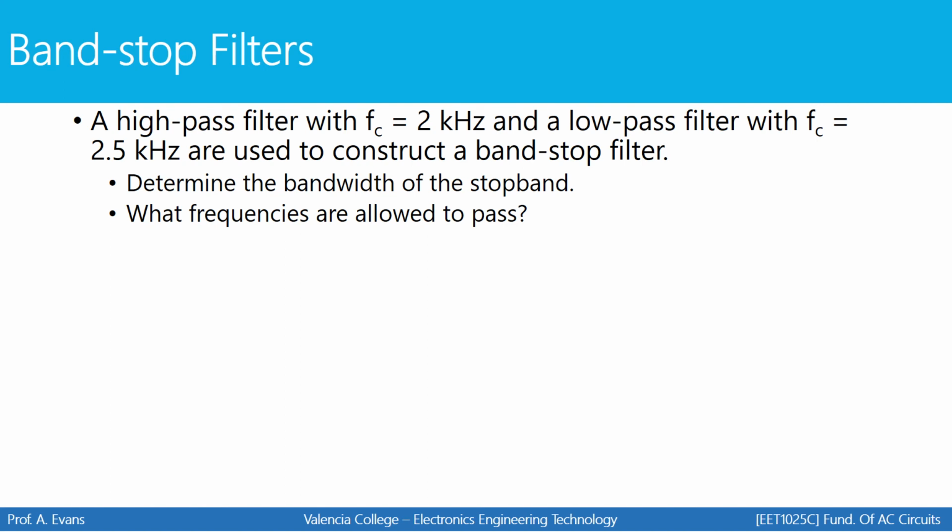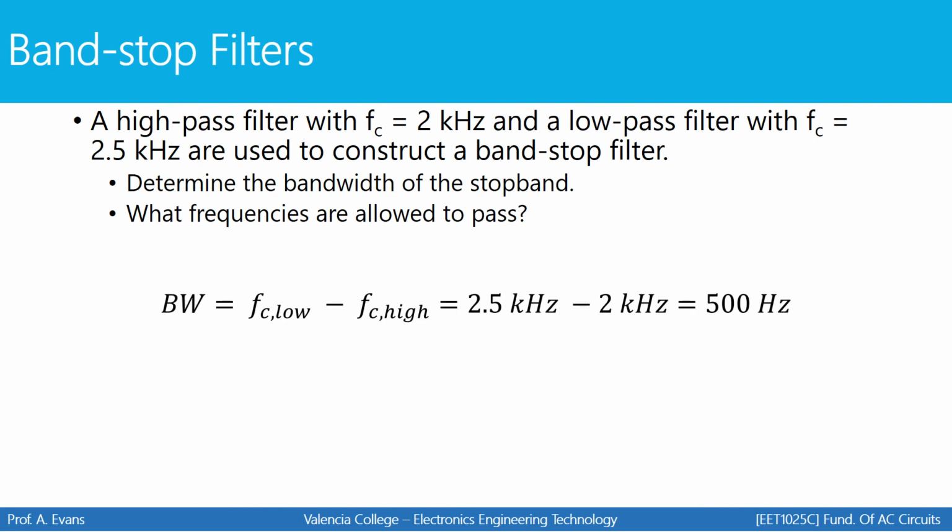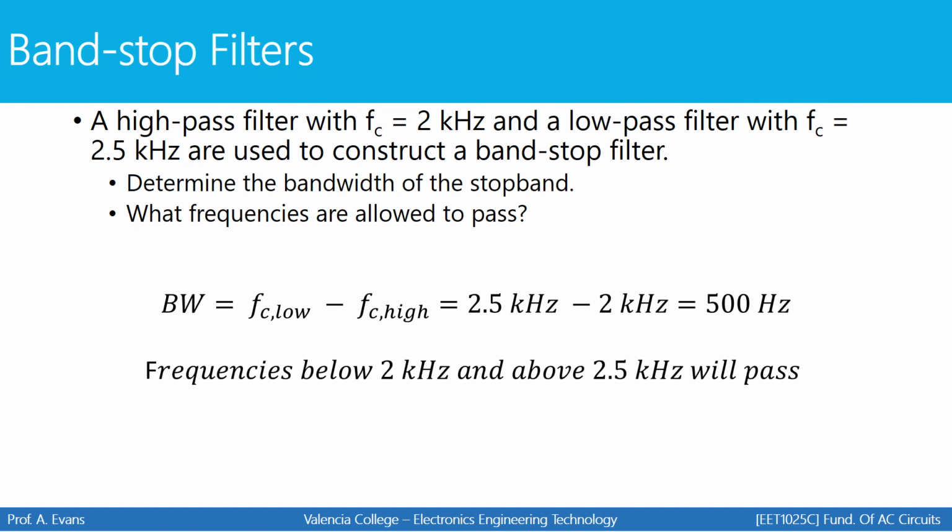A high-pass filter with a critical frequency of 2 kilohertz and a low-pass filter with a critical frequency of 2.5 kilohertz are used to construct a band stop filter. Determine the bandwidth of the stop band, and what frequencies are allowed to pass. Well, our bandwidth is still determined by the same values, subtracting our critical frequency for the low filter and our critical frequency for the high-pass filter. So we have 2.5 kilohertz minus 2 kilohertz, 500 hertz. That's the window of the stop band. That's our bandwidth. But now, frequencies that are below 2 kilohertz and above 2.5 kilohertz will pass through.